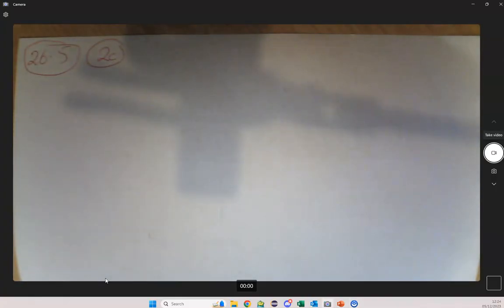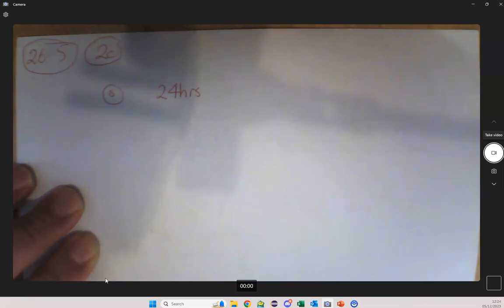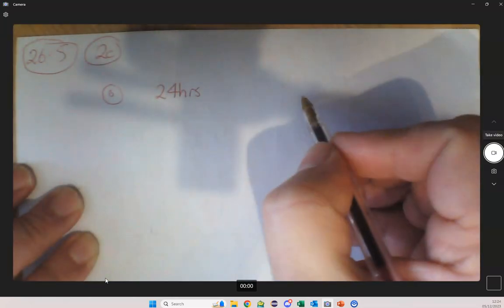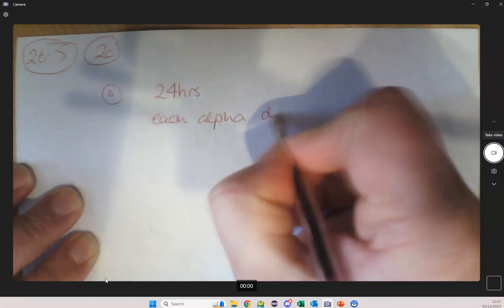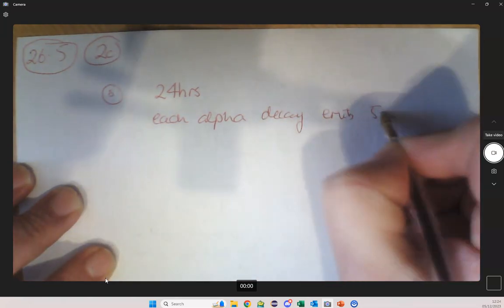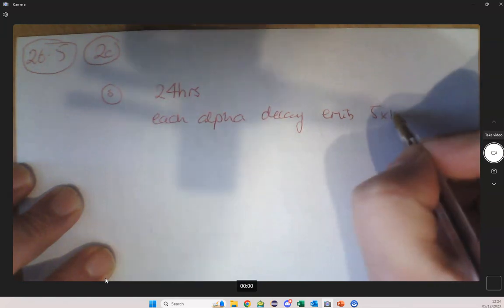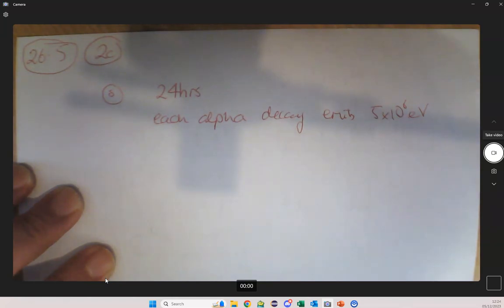And the scenario we're actually working with is that we've got some form of source, and we're interested in the time of 24 hours that it's going to be emitting alpha radiation, and it says that each alpha decay emits 5 times 10 to the 6 electron volts, so 5 mega electron volts.